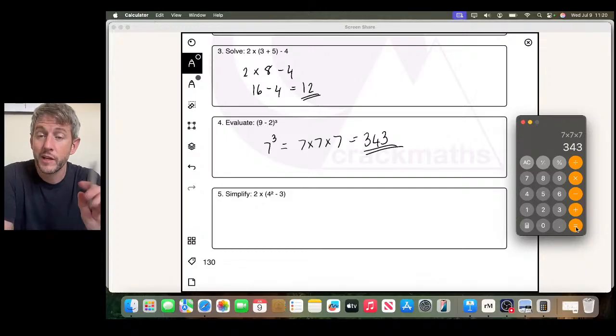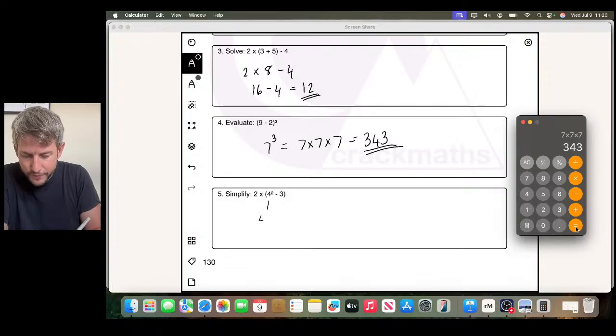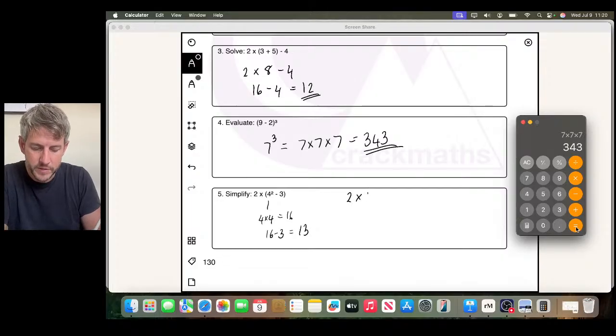Okay, question 5. Simplify 2 times 4 squared minus 3, where this bit's all in brackets. We need to do the bracket first, but once we go inside the bracket, we've then got an indices. So we have to do this indice first before we can take 3 away from it. Remember, 4 squared is 4 times 4, which equals 16. So here we get 16 take away 3, which equals 13. And now we have 2 times 13, because this bracket has a value of 13. So 2 times 13 is 26.